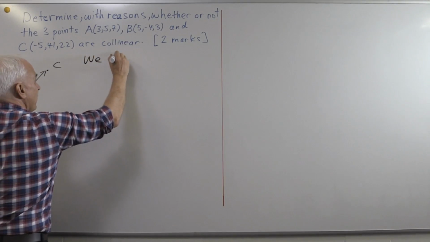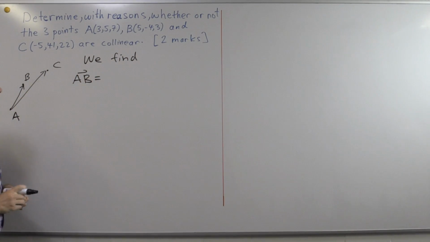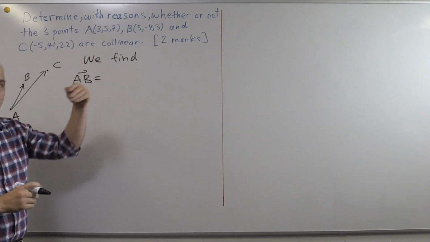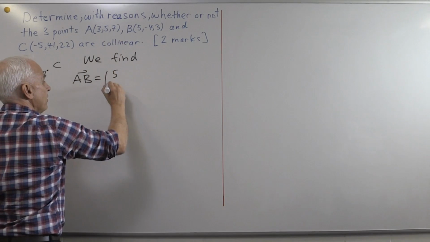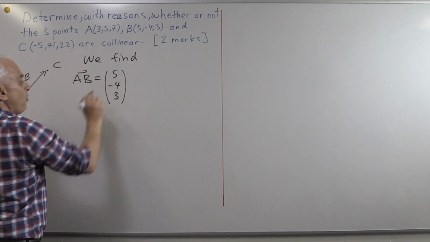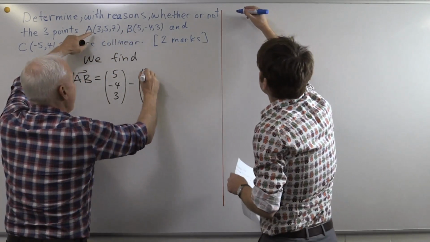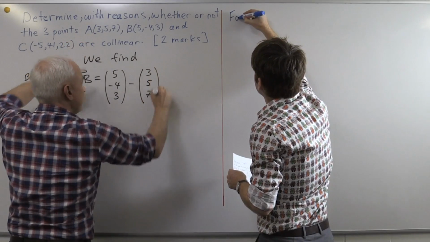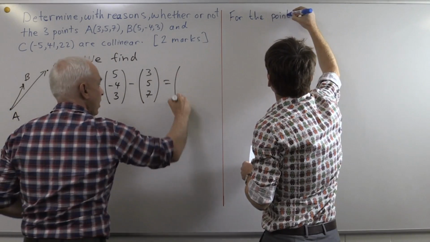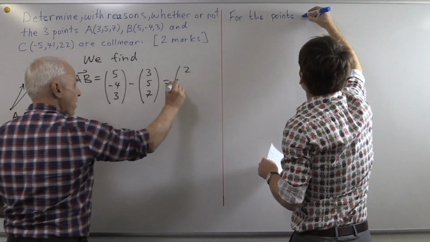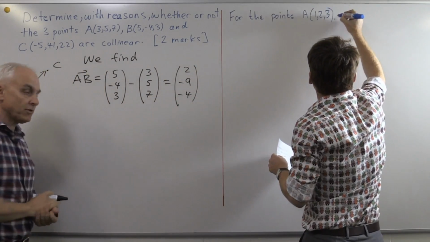So we'll find, say, AB first. What we need to do is take the difference between the coordinate vectors of the points in question. I'm going to write that out just to show you what we're doing. So I'm taking the coordinate vector for B, and I'm subtracting the coordinate vector for A, which is 3, 5, 7. That will then be the vector AB. We do this component-wise, of course, so 5 minus 3 is 2, minus 4 minus 5 is minus 9, and 3 minus 7 is minus 4. Great. So that's the vector AB.